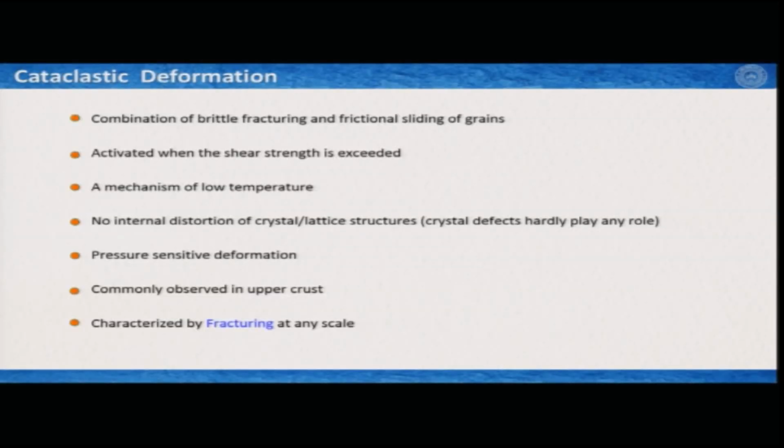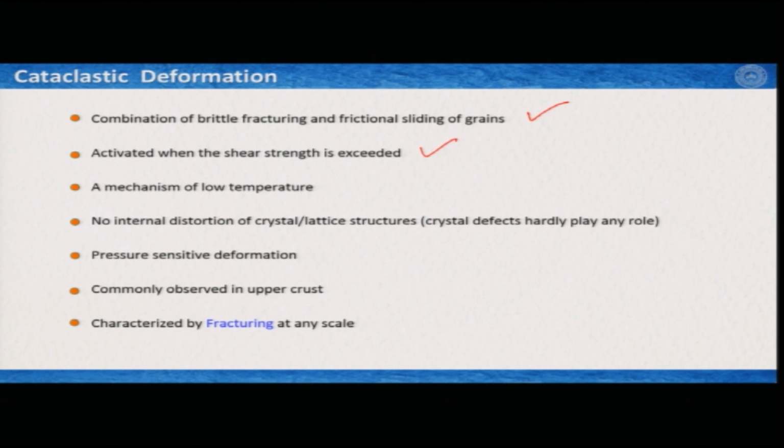So, let us start with the cataclastic deformation mechanism, and first learn what its characteristics are. I have given a list in this slide. Cataclastic deformation is when your grains fracture or have some sort of frictional sliding. So, it is a combination of brittle fracturing and frictional sliding of grains, and it is activated only when you exceed the shear strength of the rock or the shear strength between two grains. We will learn about it later.